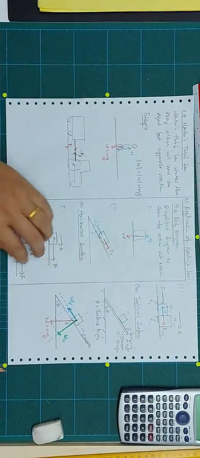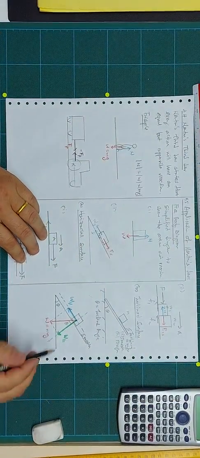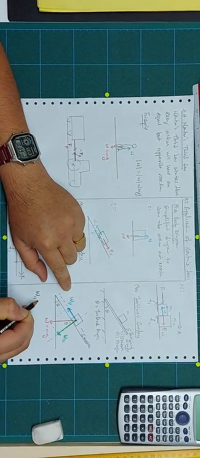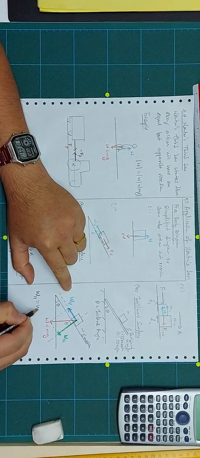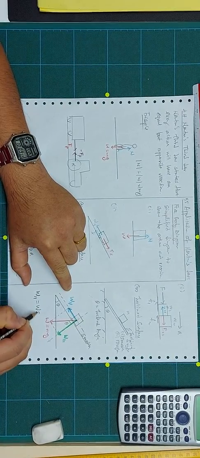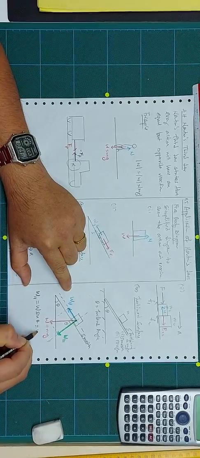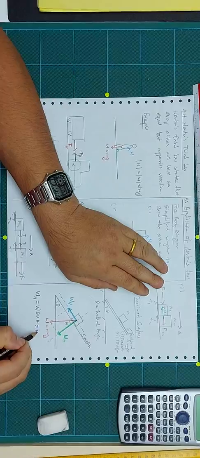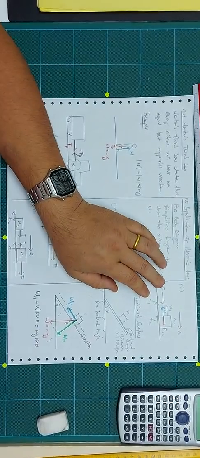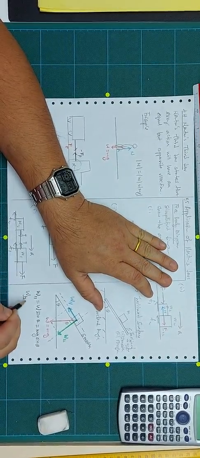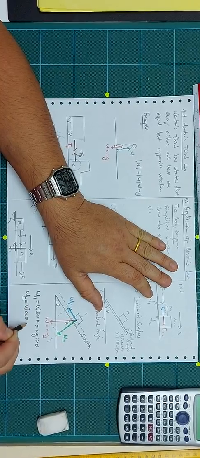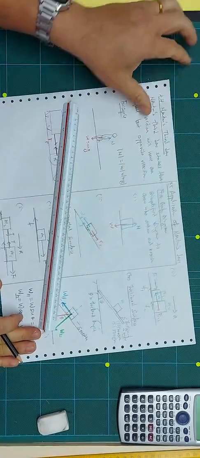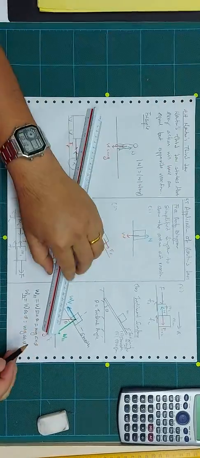Now the next thing is, how are we going to get the formula for both of them? W parallel is given by W sine theta, or mg sine theta, because W is equal to mg. The same thing for the perpendicular, W cosine theta, or mg cosine theta. So these two formulas you have to remember.